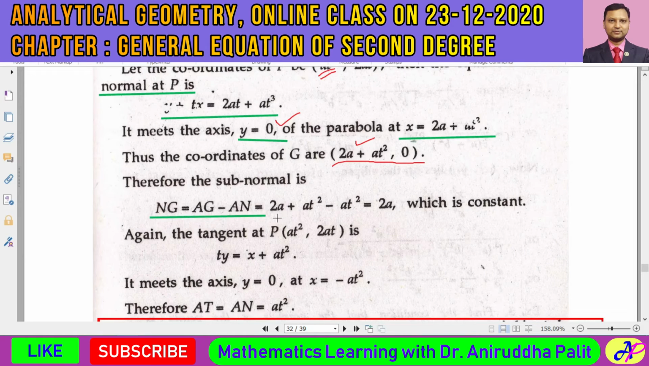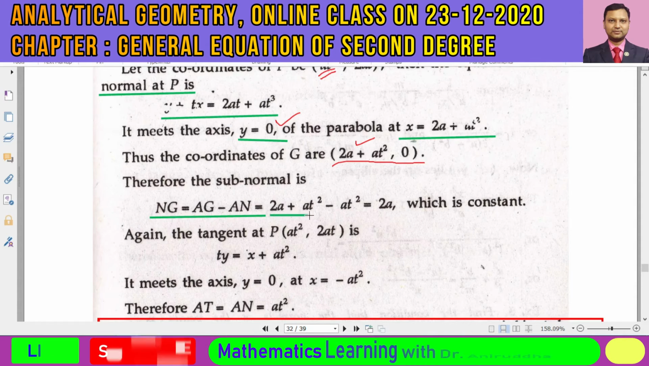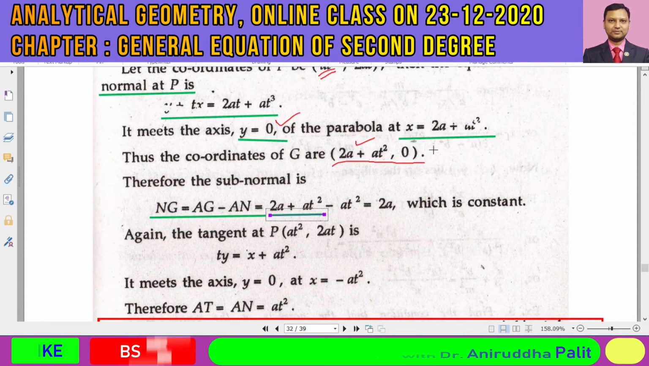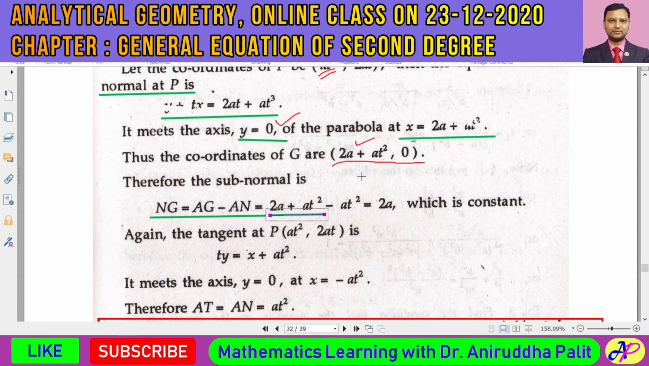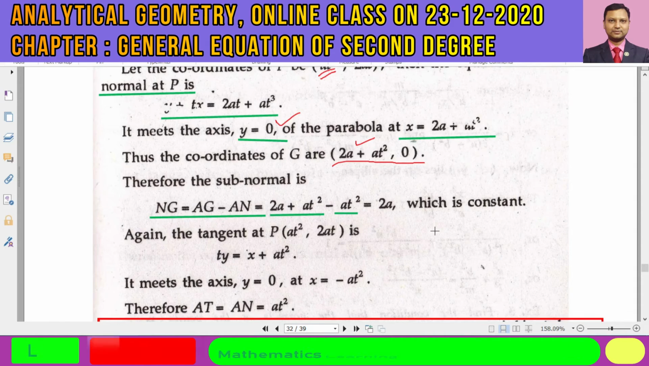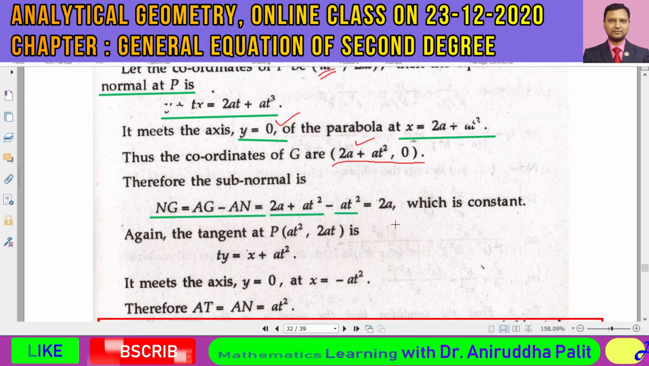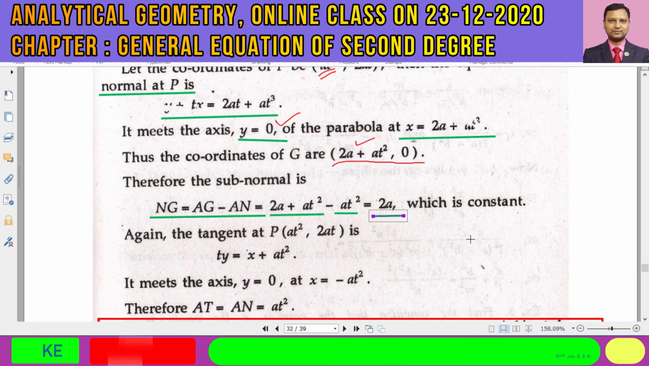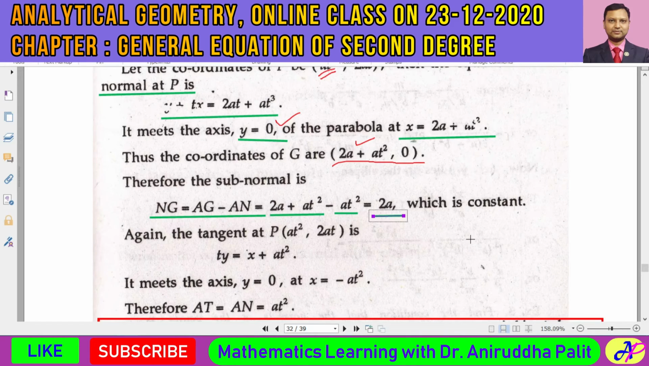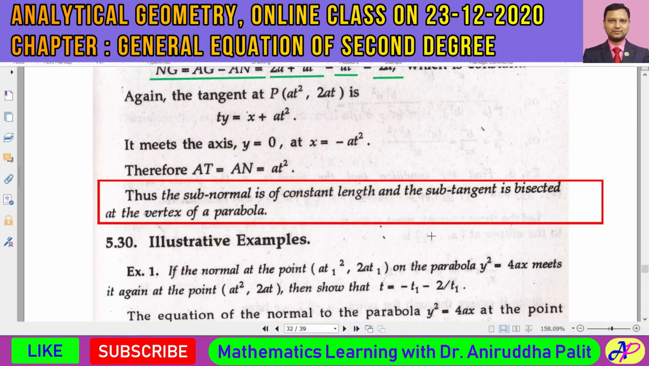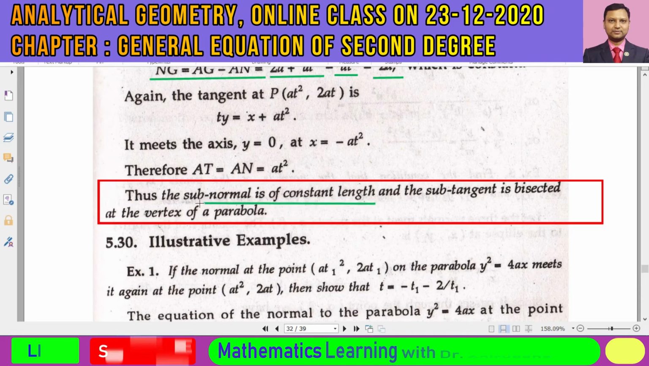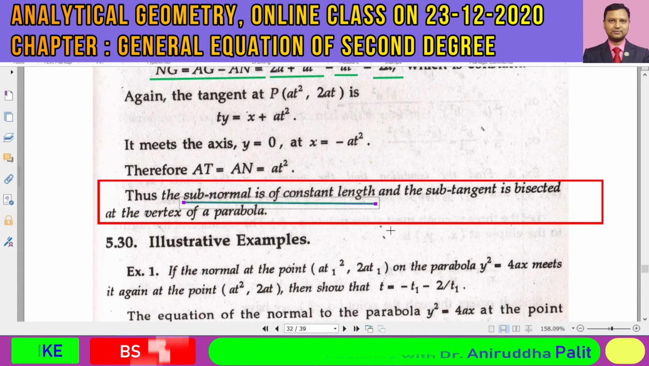And what is AG? AG is equal to 2a + at², because AG is the x coordinate of G, and AN is equal to the x coordinate of N. So you just subtract these two x coordinates, x coordinate of G minus x coordinate of N, and then you will get 2a. So 2a is a constant quantity. Therefore, the length of the subtangent is always equal to the constant value 2a. Sorry, not subtangent, subnormal. The length of the subnormal is equal to the constant value 2a. So this much is the first part of the question: the subnormal of a parabola is always constant.